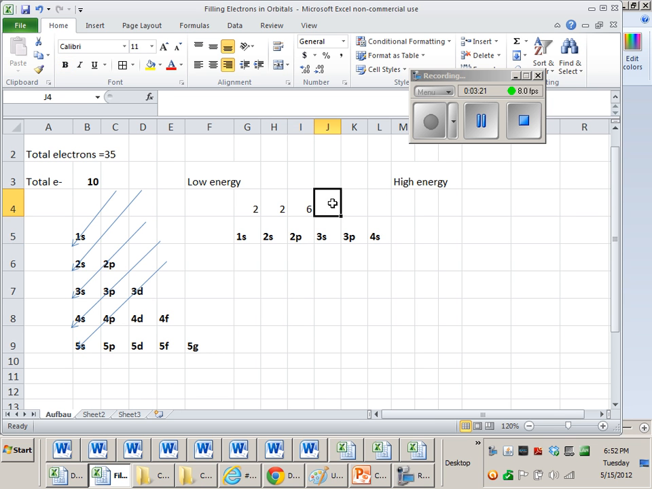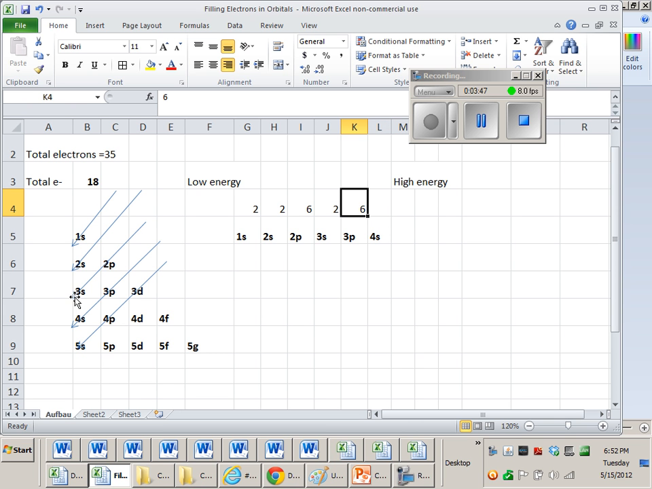We're going to 35. Next, we're going to fill the 3s orbital. How many electrons max can we put in 3s? There's only 1 orbital, and there's 2 per orbital. Since an s orbital only has 1 orbital, there's going to be a max of 2 electrons. Max of 6 again for p. So I'm just putting them in there. So far, we've accounted for 18 electrons. We have a long way to go.